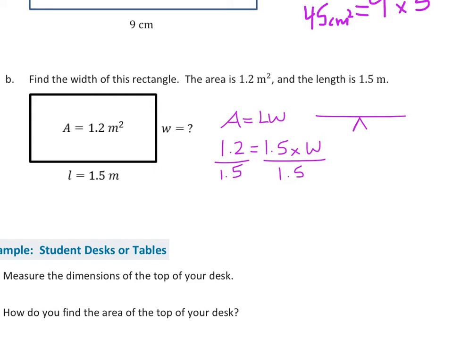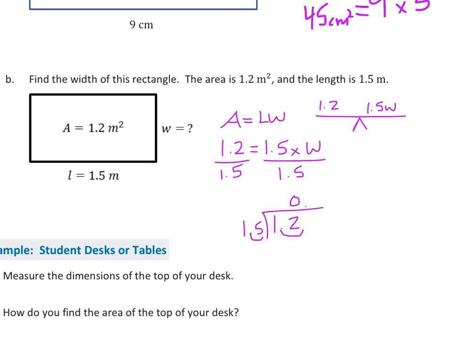Remember, it's like a teeter-totter or a balance beam, and over here we have the 1.2, and over here we have the 1.5W. And so if we change one side by dividing by 1.5, we have to also change this by the same, and that will keep it balanced. So on the side, we can do 1.2 divided by 1.5. And since we don't like dividing by decimals, we're just going to multiply them both by 10, move the decimal over. So it's really 12 divided by 15, which obviously 15 can't go into 12.